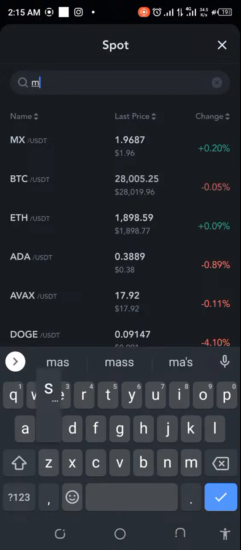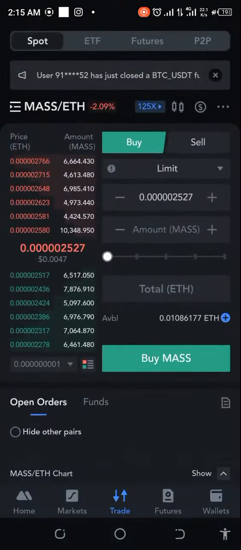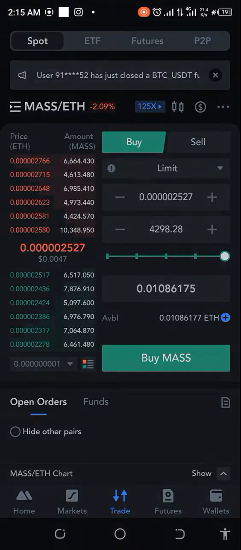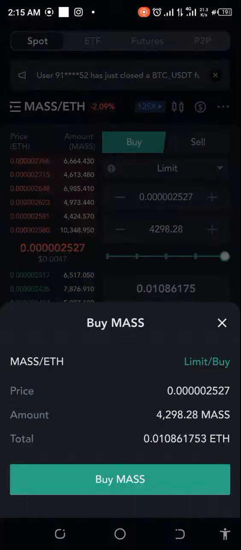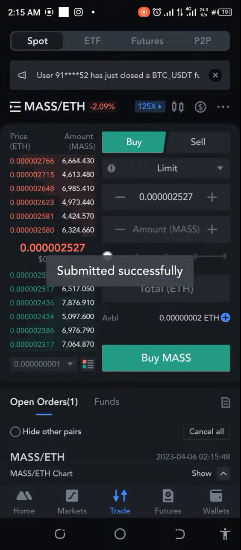Okay, mass ETH. That's what we want to buy right now. So what we're doing is just picking up the whole entire 100%. So we're getting 4298, lower than what we thought, but that's fine. We're going to go ahead and just click on buy. Okay, and the same thing goes here. I click on buy.